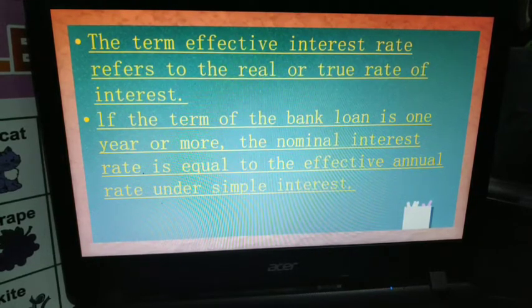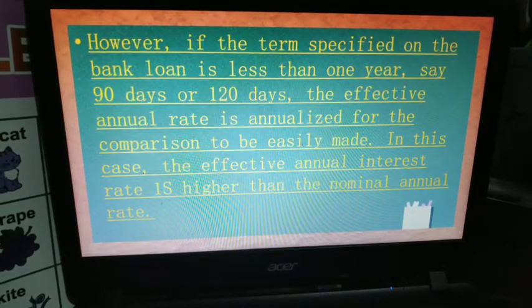If the term of the bank loan is 1 year or more, the nominal interest rate is equal to the effective annual rate under simple interest. However, if the term specified on the bank loan is less than 1 year, say 90 days or 120 days, the effective annual rate is annualized so that comparison can be easily made. In this case, the effective annual interest rate is higher than the nominal annual rate.